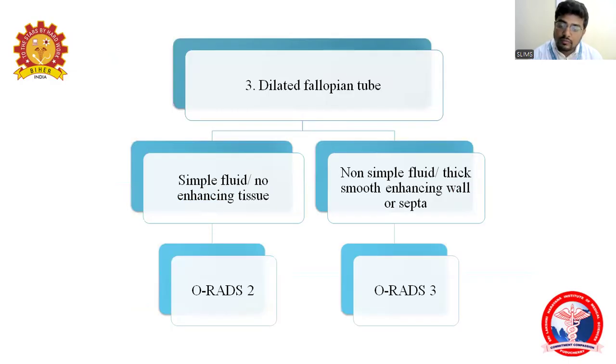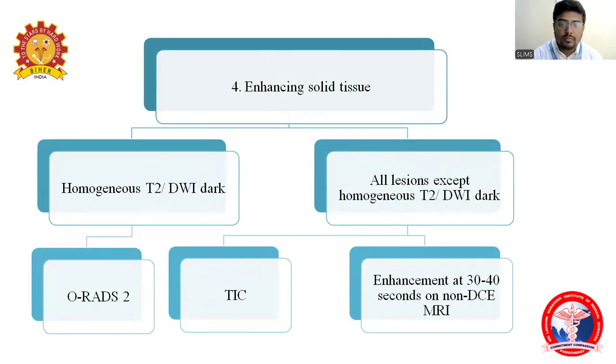In the case of teratoma, either squamous cell carcinoma or clear cell carcinoma can develop after a long time. And in case of dilated fallopian tubes, we should look for the fluid, whether it is simple fluid or non-simple fluid, and whether there is any enhancing tissue or not. If it is a simple fluid and there is no enhancing tissue, then overall score of 2 will be given, which will usually be a hydrosalpinx. And in case of non-simple fluid like endometriotic fluid or hemorrhagic protein, or in case of thick, smooth, enhancing wall or septa, like in case of pyosalpinx, then overall score of 3 will be given.